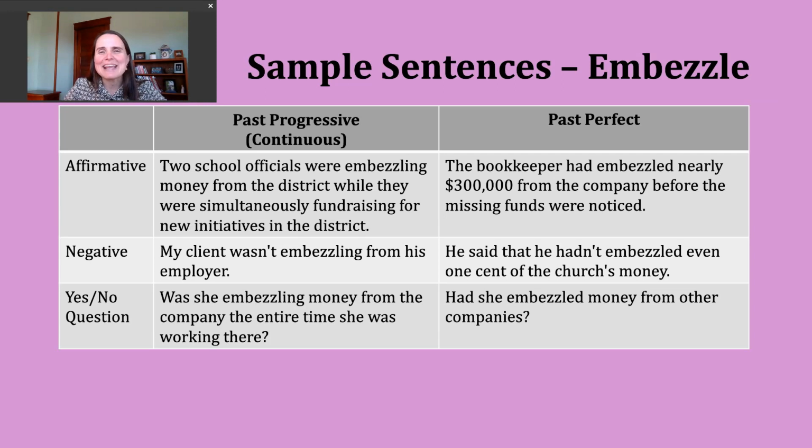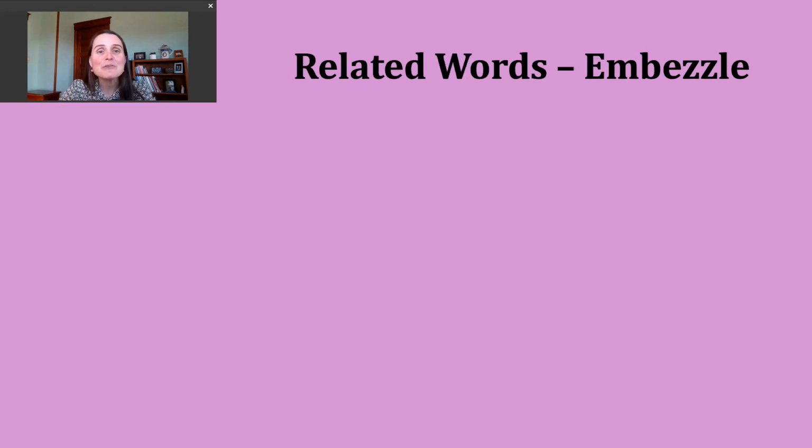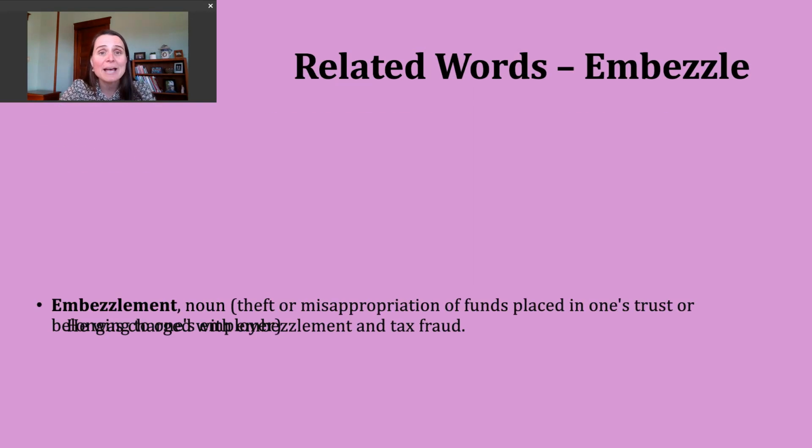Finally, let's look at making a yes or no question in the past perfect. To do this, I start with had, then I'm going to have my subject, and then the participle form of the verb. Here's the last example. Had she embezzled money from other companies? Okay. So we might be asking if this occurred before her current company, and it sounds like she is being accused of embezzling again.